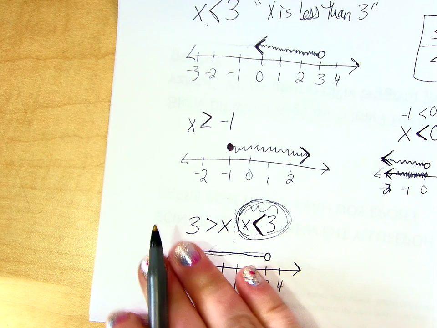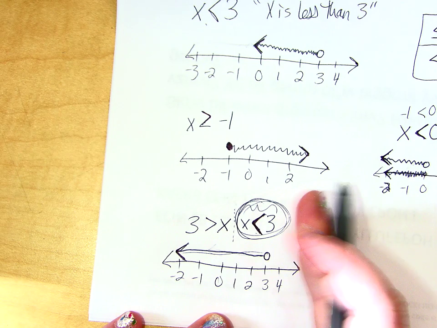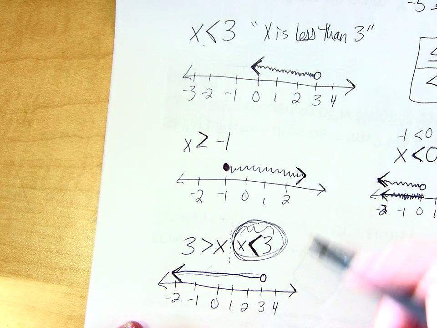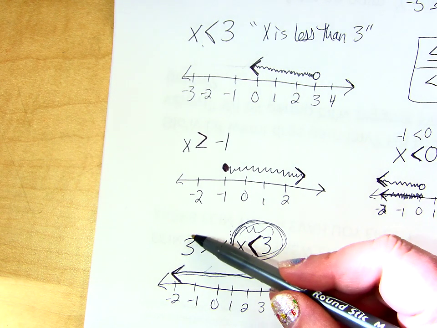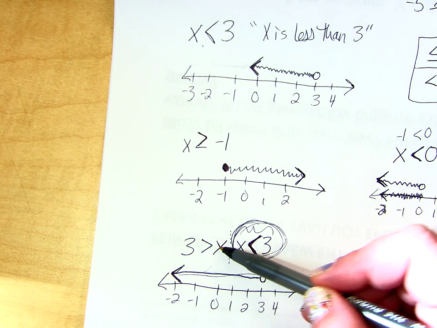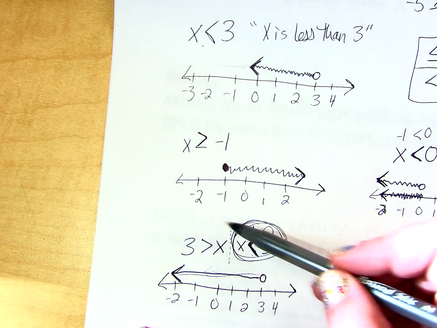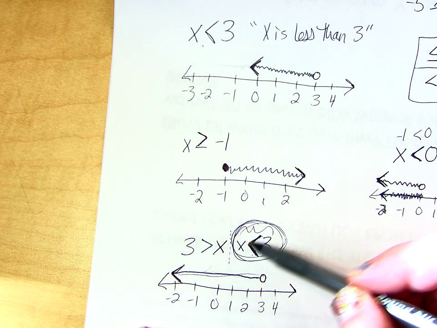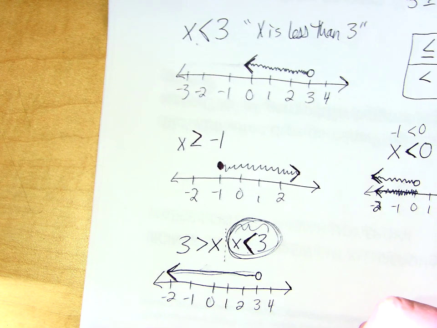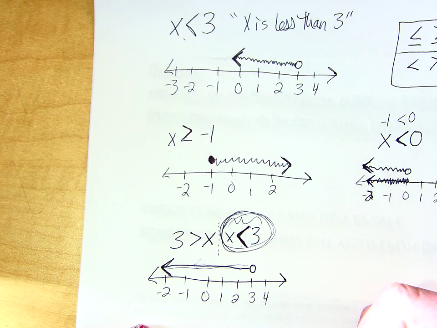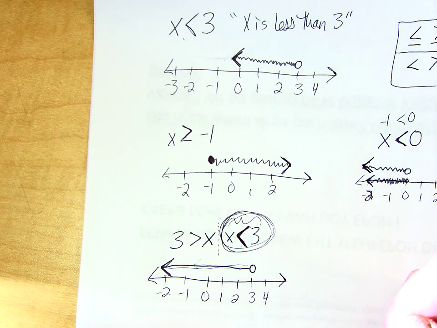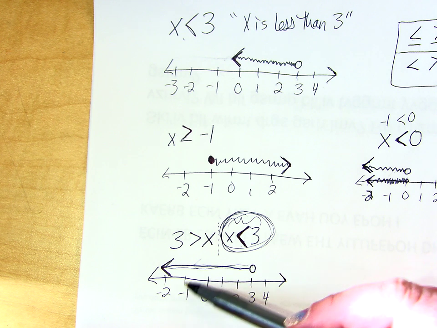So it's like you just flop it over, mirror image the whole thing. They mean the same thing. So 3 is greater than x, but that's so weird to think about. If you just read it backwards almost, x is less than 3. X is less than 3. And then it's so much easier to graph, to think about, everything. I want all the numbers less than 3. And there they all are.